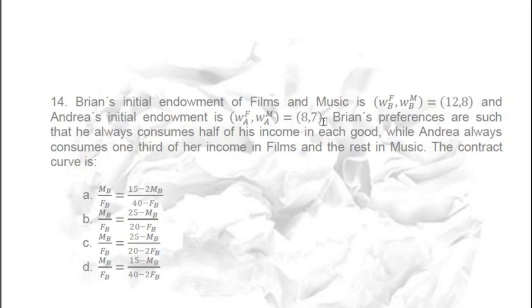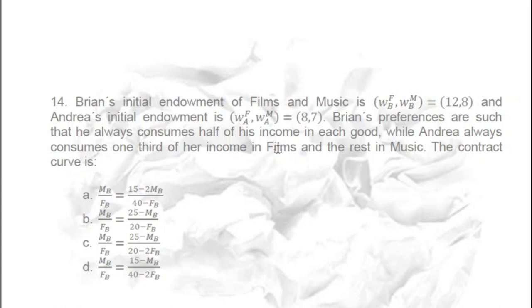Brian's preferences are such that he always consumes half of his income in each good. So, a Cobb-Douglas type again, in this case, F times M. While Andrea always consumes one-third of her income in films and the rest in music. So, here we have a Cobb-Douglas type exercise, yeah? Very typical. We know that mathematically it's quite long.